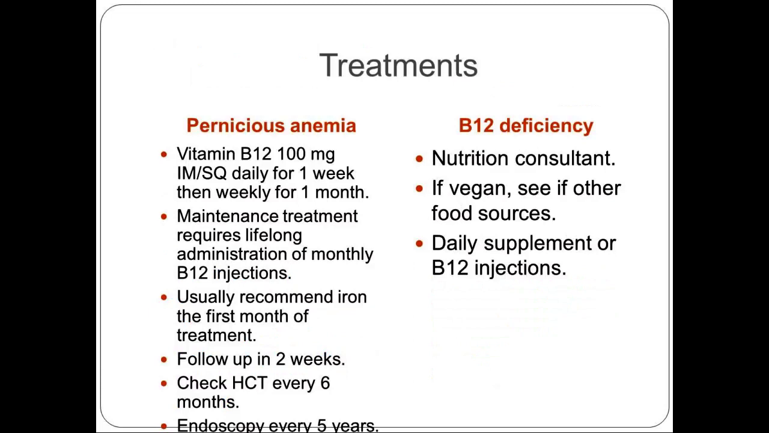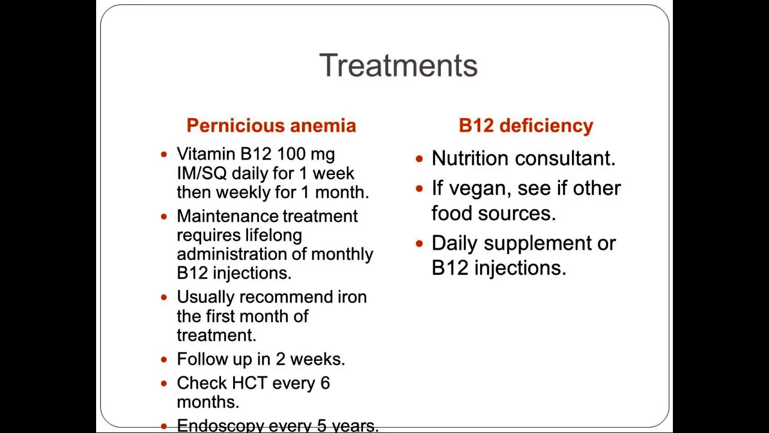So let's talk about the treatments. For pernicious anemia, they're going to need a vitamin B12 injection daily for 1 week, and then weekly for 1 month, and then once a month. They should follow up in 2 weeks, and you're going to check the hematocrit every 6 months. And then they usually recommend endoscopy every 5 years just to make sure they don't have some type of problem with their stomach that's causing this pernicious anemia.